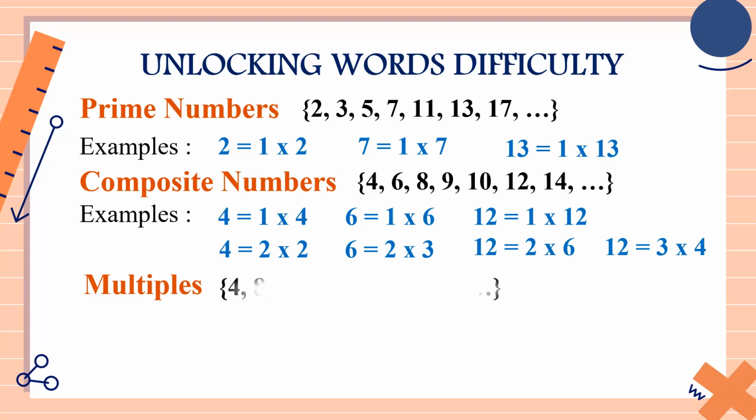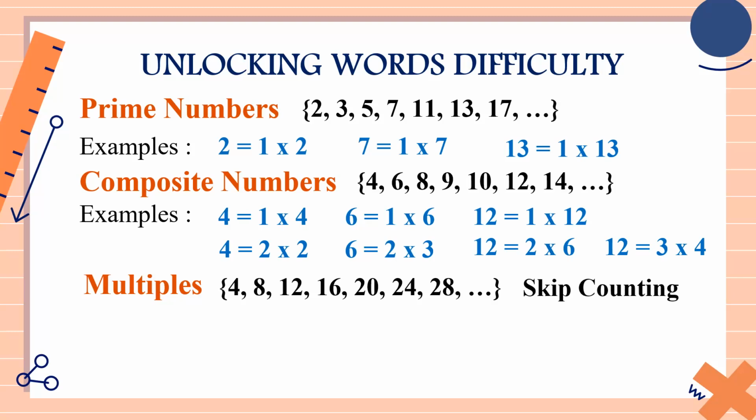And we also have multiples. This will be our example: 4, 8, 12, 16, 20, 24, and then 28. So it's like skip counting. For multiples of 4, just simply add 4. So 4 plus 4 is 8, 8 plus 4 is 12, 12 plus 4 is 16, 16 plus 4 is 20, and then 20 plus 4 is 24, and then so on.